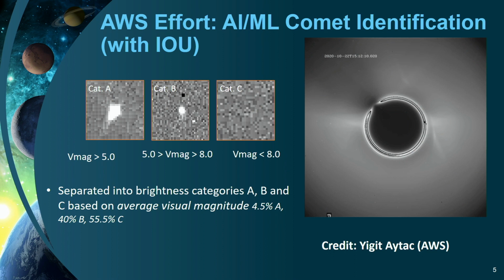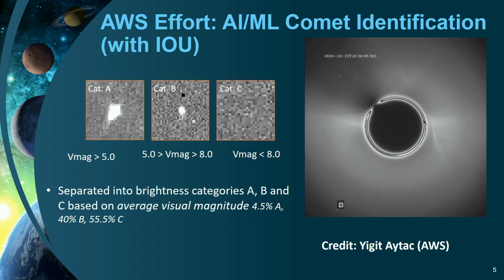To give you more idea of how comets look in SOHO data, I show here imaging for magnitude brighter than 5, magnitude between 5 and 8, medium brightness, and faint ones fainter than 8. It's really at the limit of the instrument. And unless your eye is really trained, it's really hard to distinguish between the background and see the comet. And could you please run the movie on the right?